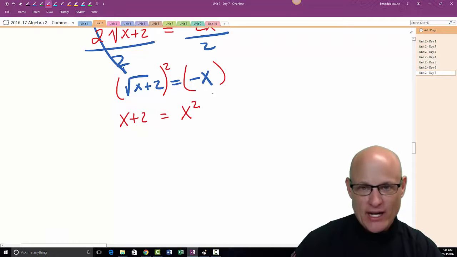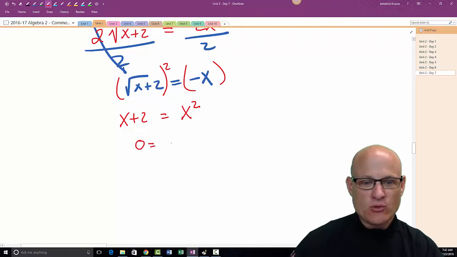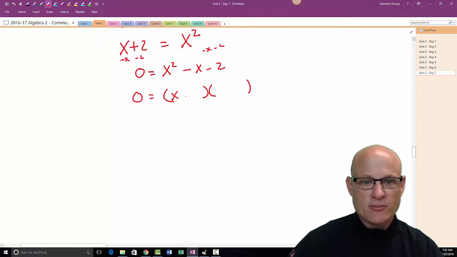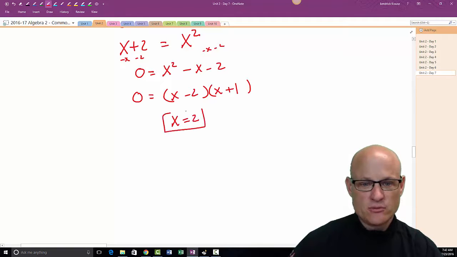Anytime you have a squared, it means you're going to be factoring. It also probably means you're going to have some bogus solutions, some extraneous solutions. So we're going to do 0 equals x squared, so we're going to subtract the x and subtract the 2. X squared minus x minus 2. So we have to factor. X minus 2, x plus 1. So my two answers are x equals 2 and x equals negative 1.